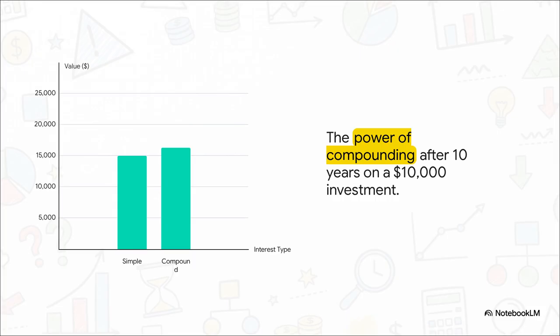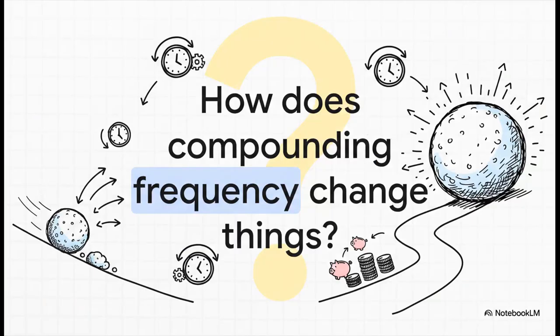That extra $1,289, that's not money you added. That's just free money your money made for you. That's the power of compounding. But wait, it gets even better. What if we make that snowball roll even faster? I mean, what happens if we compound the interest more than just once a year?